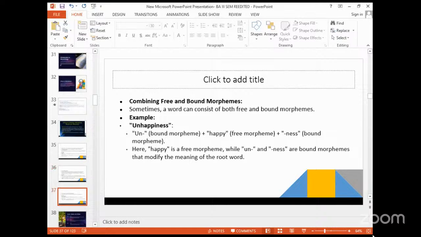Now, combining free and bound morphemes. Sometimes a word can consist of both free and bound morphemes. For example, unhappiness, where un is a bound morpheme, happy is a free morpheme, and ness is again a bound morpheme. So here happy is a free morpheme, while un and ness are bound morphemes that modify the meaning of the root word.